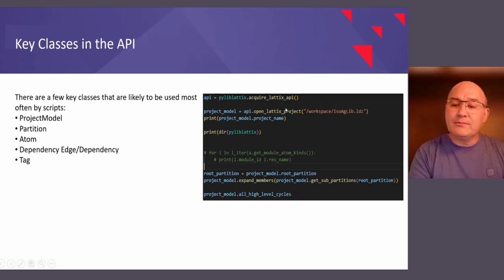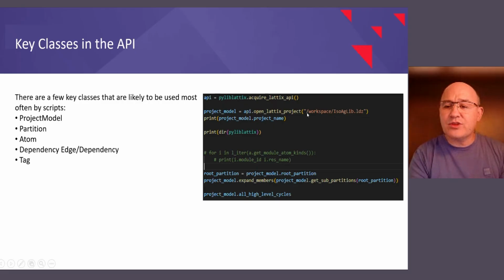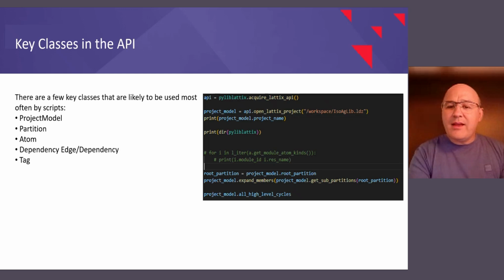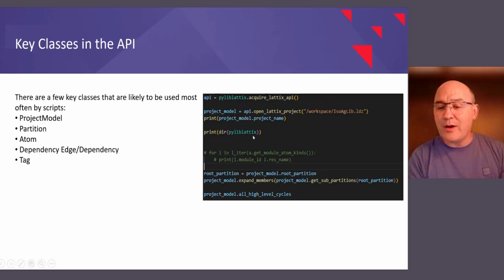So for example, here we are calling openLattixProject to open a Lattix LDZ file and then store the result in project model. And then we're using the print method to print project model.project name. And we can then print the pyliblattix as well.